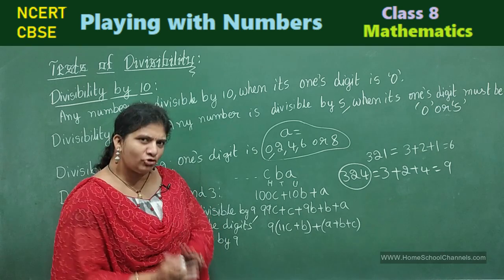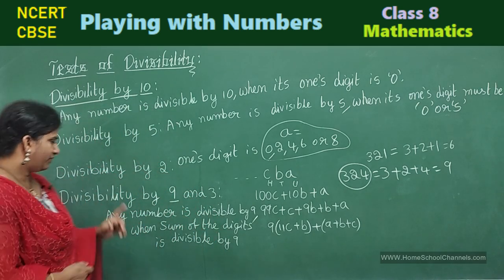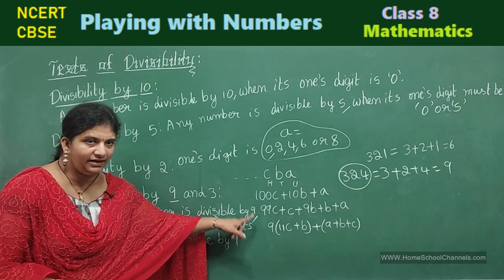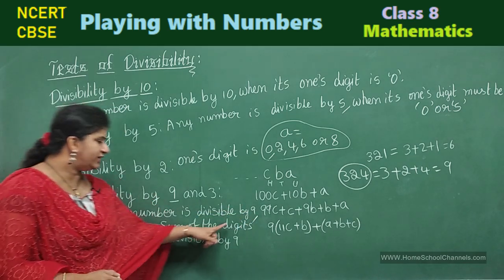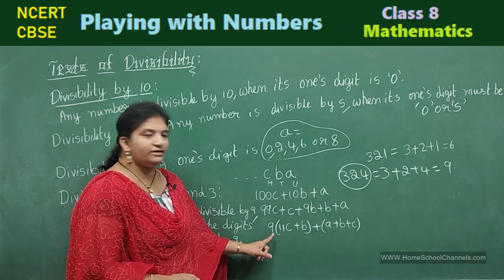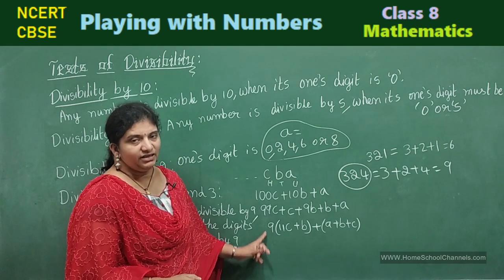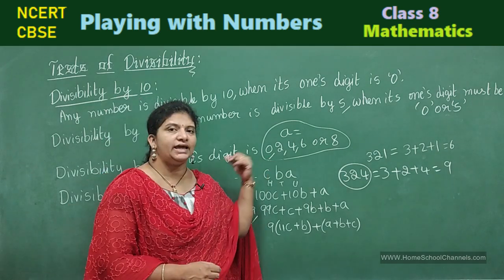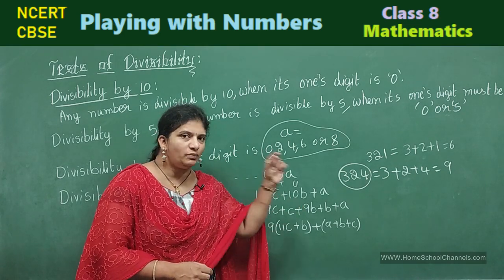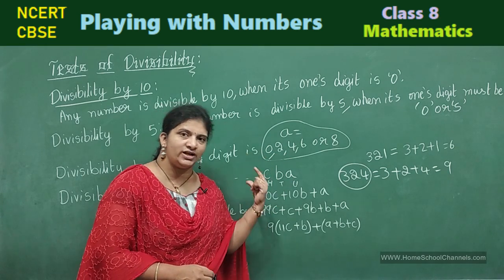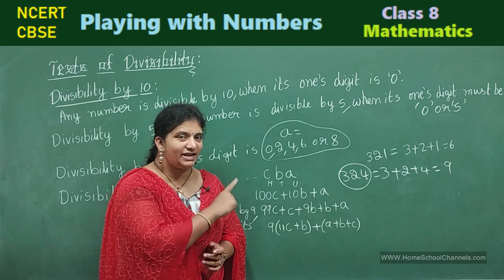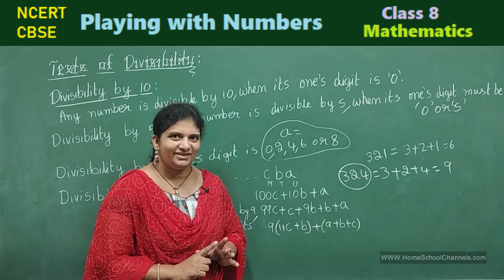Okay. The same rule applies for 3 also. Any number is divisible by 3 when the sum of its digits is divisible by 3. Observe here, the rule for 9: 9 is divisible by 3. Therefore, in the same manner, take any number, sum the digits, and see the answer. If that is divisible by 3, then the original number is also divisible by 3. If it is not divisible, then the number is also not divisible. Okay, let us check it out.